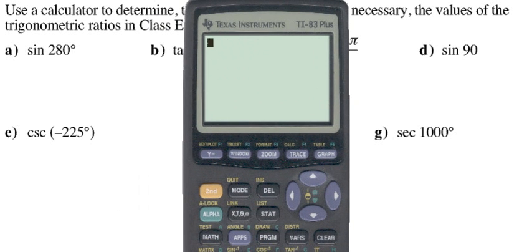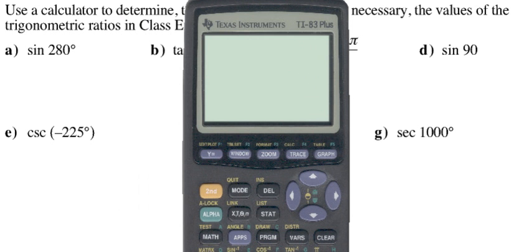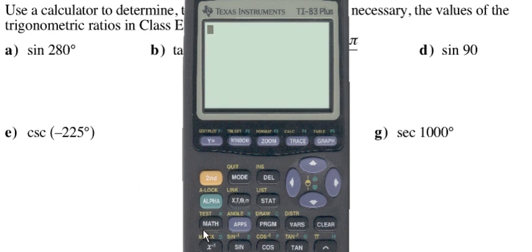Tricky. Okay, now we really are in degrees, so let's mode our way back in there. Degree mode. Cosecant. Where's our cosecant key? We don't have one, and so we have to do one of two things here. Cosecant is 1 over sine, so one option you have is to do 1 divided by sine, negative 225, and get your answer that way.